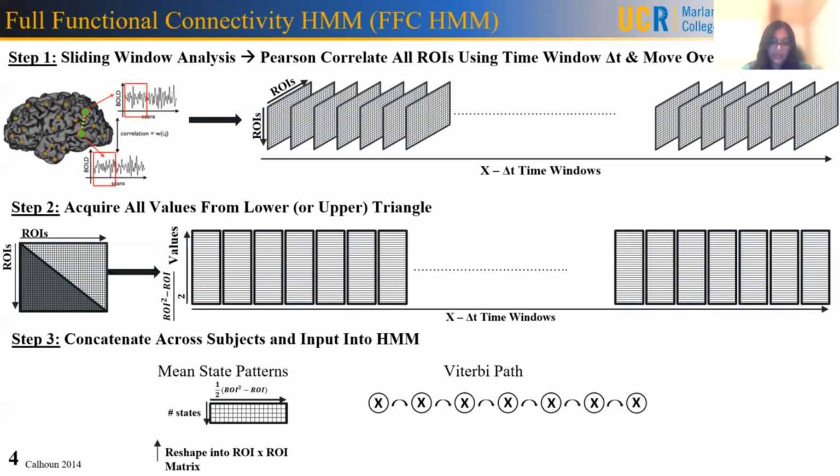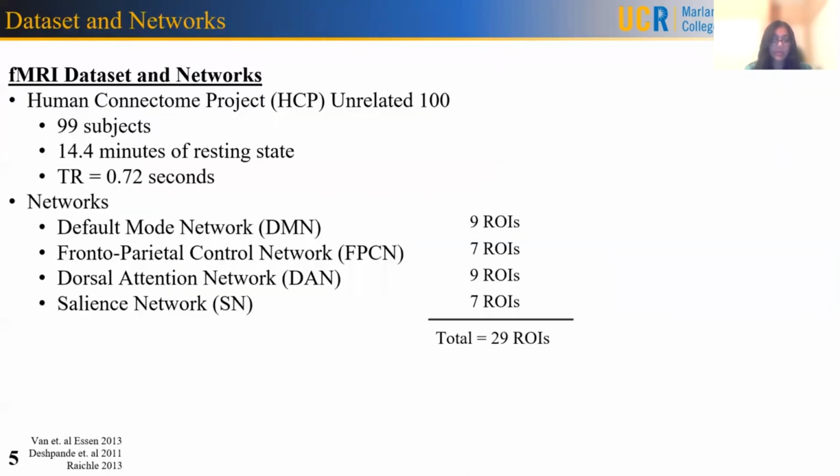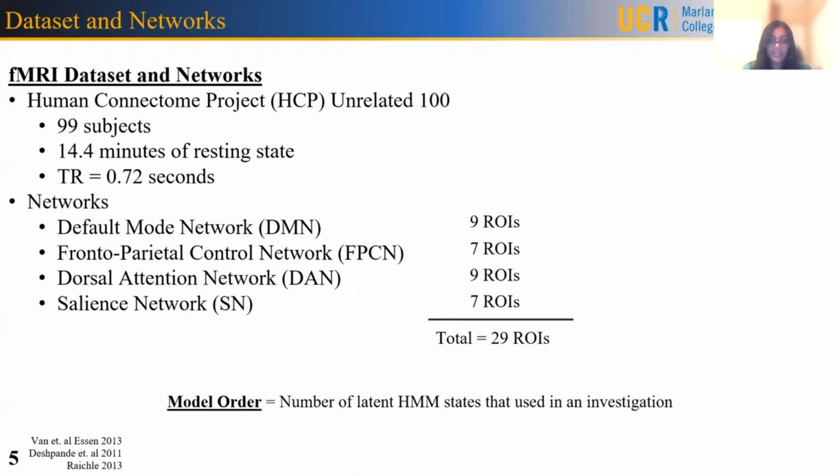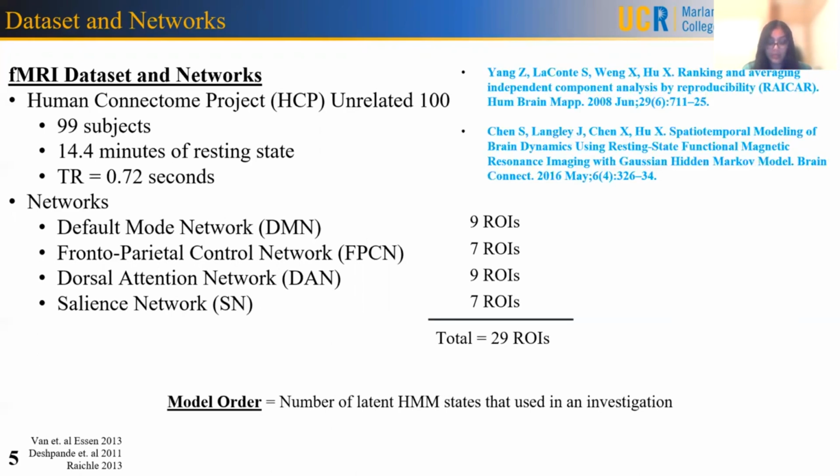And we empirically examined our three HMMs by applying each one to a large publicly available fMRI dataset called the Human Connectome Project Unrelated 100 fMRI dataset, where we analyzed minimally preprocessed data from 99 subjects who underwent 14.4 minutes of resting state data. And we chose to focus on four networks of interest: default mode network, frontal parietal control network, dorsal attention network, and salience network, because they're all associated with resting state in some way. And then we determined model order, or the optimal number of hidden states for an investigation, using the methods outlined by these two papers shown here.